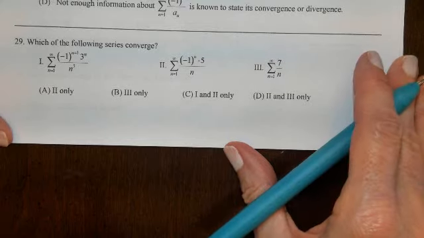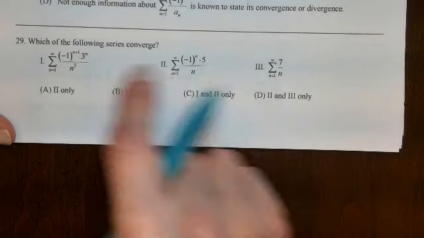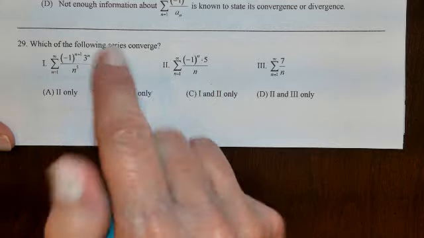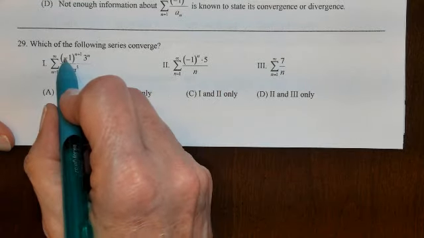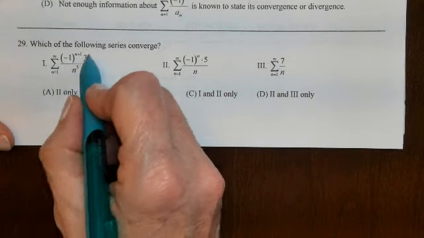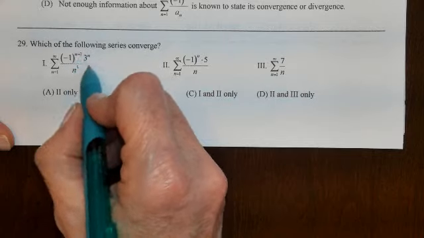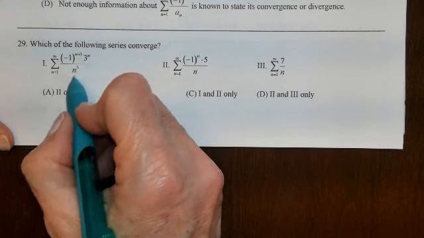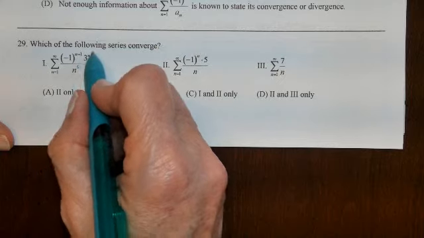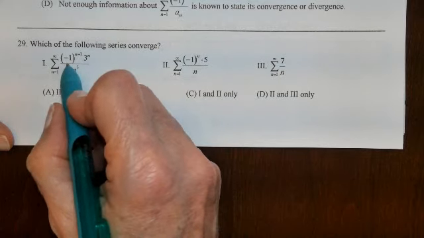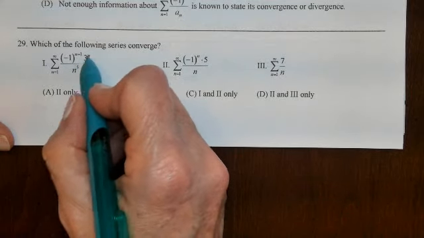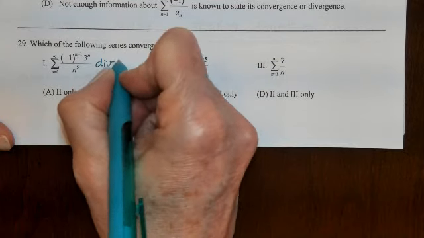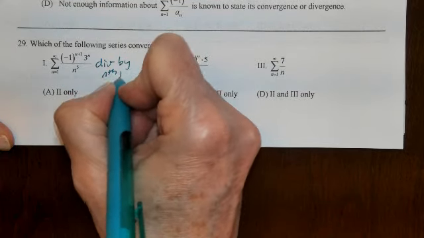29, which of the following series converges? Which of the following series converge, I mean? Okay. For 1 here, it's alternating, but is the limit 0? The limit is not 0 because this 3 to the n is more powerful than n to the 5, right? So yes, it's alternating, but it's not decreasing in magnitude and going to 0. So therefore, this series diverges by nth term test.